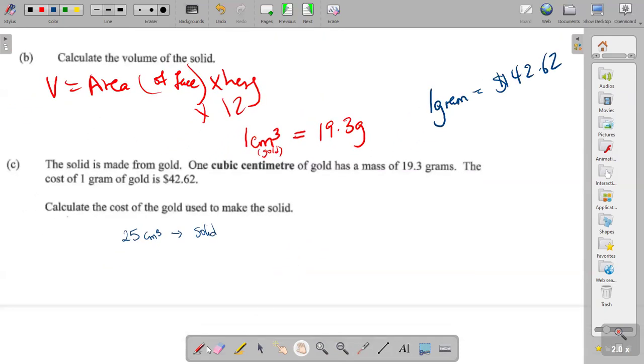So tell me what I should do now. How do I change centimeters cubed to grams? Multiply. Excellent. By what number?